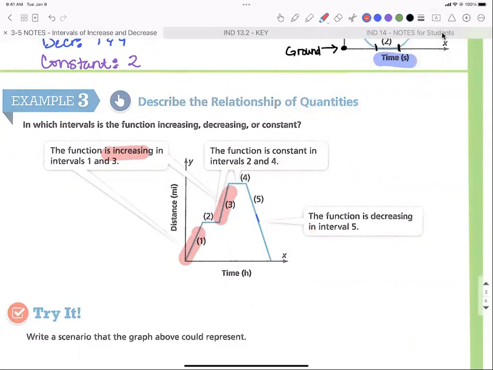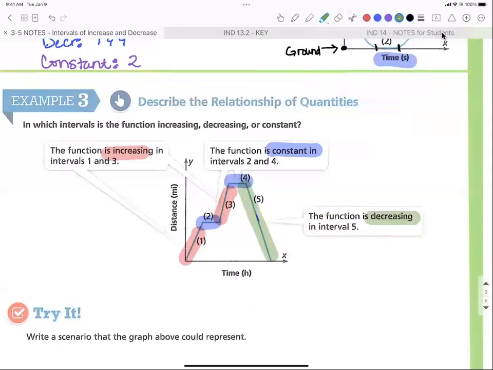Okay. Constant is where it is flat. Okay, so constant is 2 and 4. Those are the 2 spots where it's flat. And then decreasing is where it's going downhill. So when you're asked to identify what is happening at an interval, you're either going to use the word increasing, decreasing, or constant.